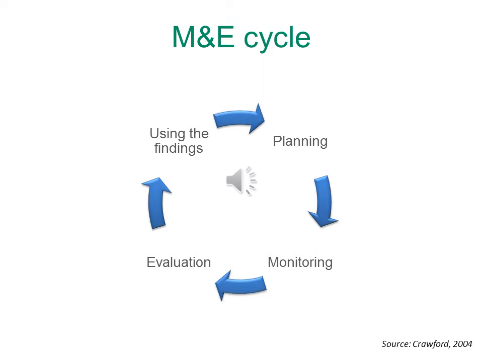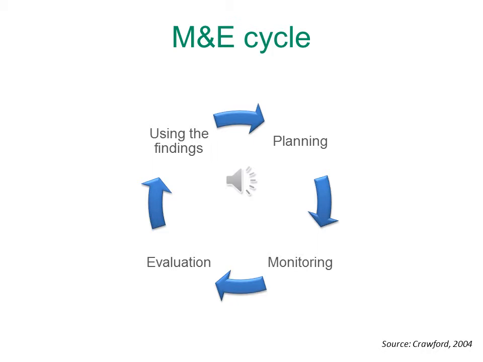The second stage of the cycle is monitoring. Here we think about what and how to monitor, or how to collect monitoring information. All organizations keep records and notes and discuss what they are doing. This simple checking becomes monitoring when information is collected routinely and systematically against a plan.